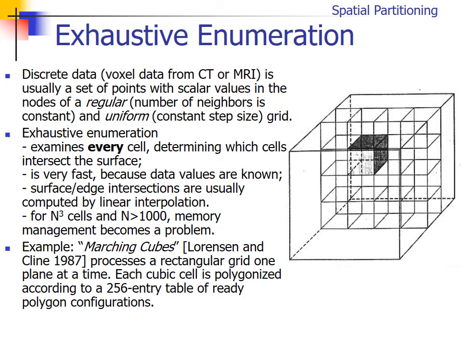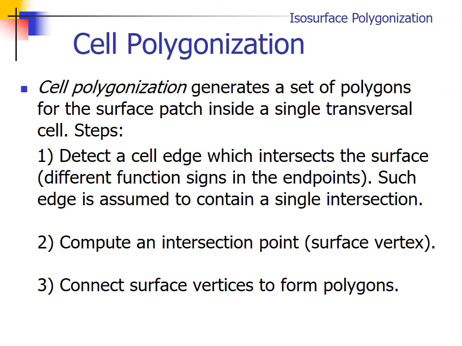But for n-cube cells and n greater than 1000, memory management becomes a problem. An example of such an exhaustive enumeration algorithm is the marching cubes algorithm, which processes a rectangular grid one plane at a time. Each cubic cell is polygonized according to a 256 entry table of ready polygon configurations. Cell polygonization generates a set of polygons for the surface patch inside a single transversal cell.